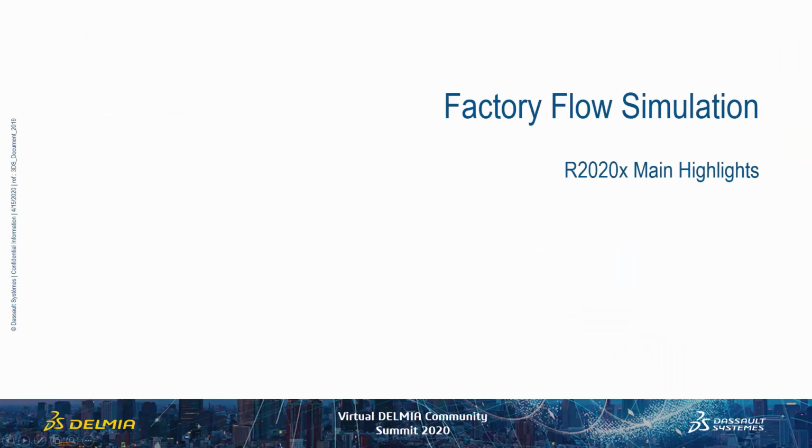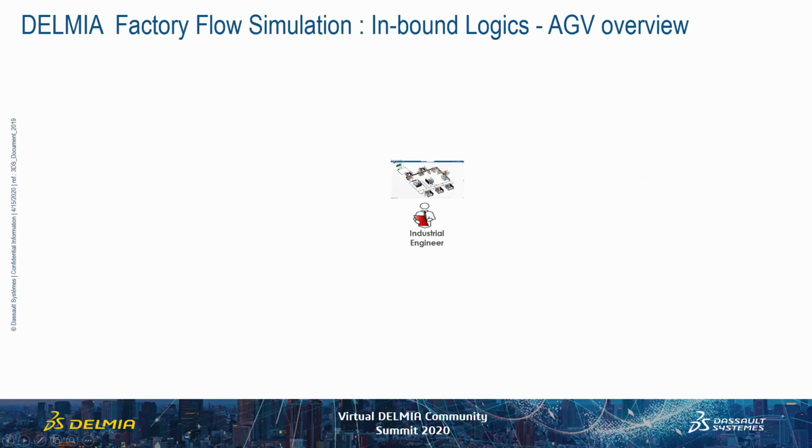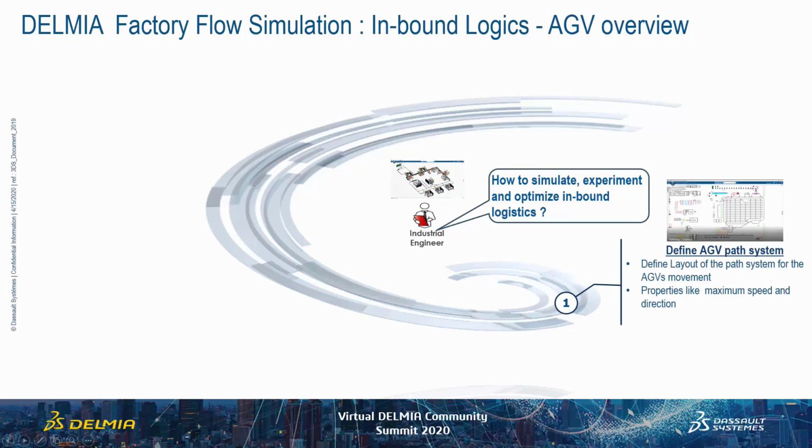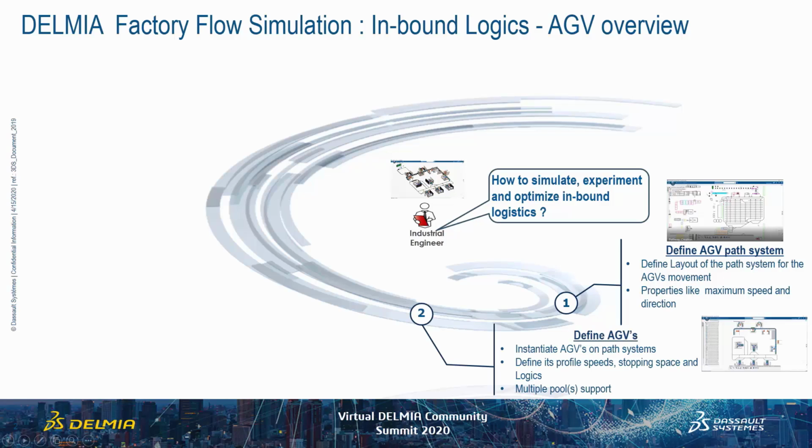So now let's move to factory flow simulation and related highlights for 20X. One of the main topics in 20X is related to inbound logics and AGV support. AGV, automated guided vehicle. In 20X, we are introducing as GA the capability of defining an AGV path system, instantiating AGVs on path systems, and defining related logics.